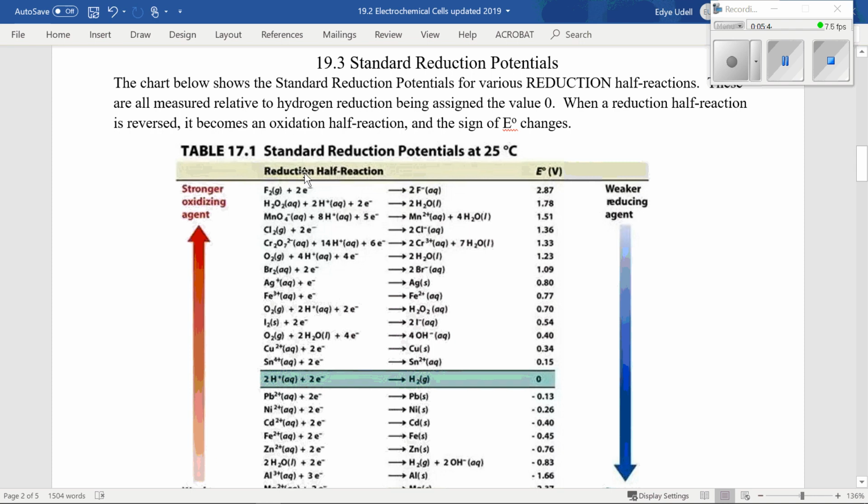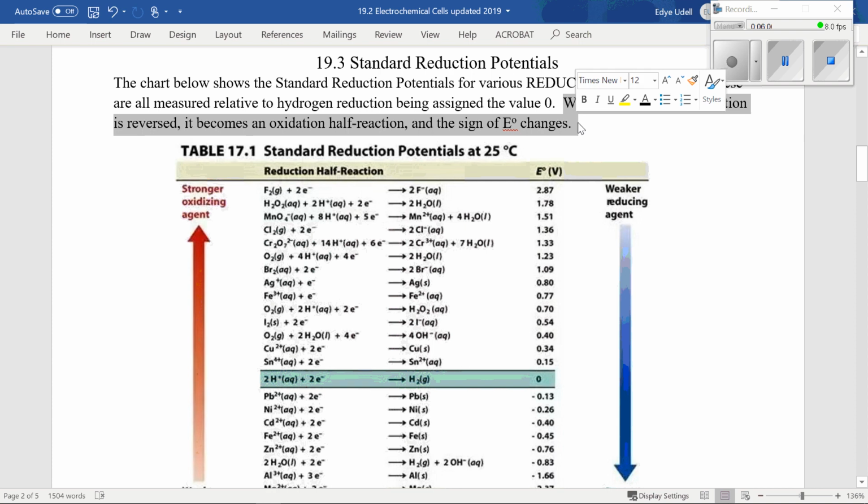In order to have reduction, you also need to have oxidation. So for a galvanic or voltaic cell, you will have one of these reactions going in the forward direction, and one going in the reverse direction. When we reverse a reduction reaction, that reaction becomes oxidation, because the reverse of reduction is oxidation. And this E0 here, all these values are the half reaction potentials. If we reverse the reaction, the sign of E0 changes.